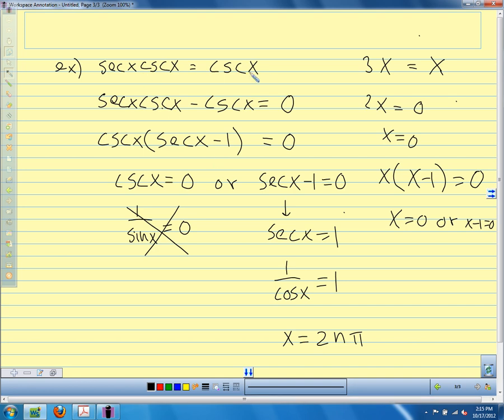And remember, the two things that I want you to take away from this equation: we don't divide by cosecant x, and when I have parentheses that are multiplied, one of the two things has to equal 0. It's just like solving this equation. All right, questions on that example? Okay, let's look at another one.